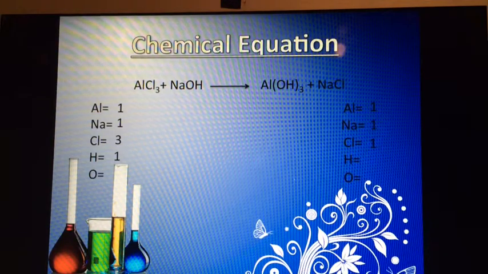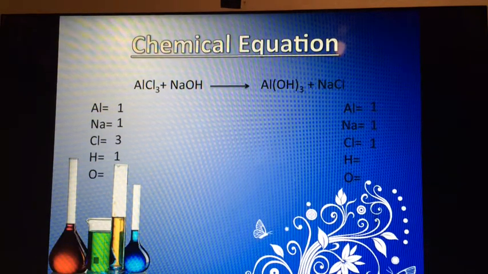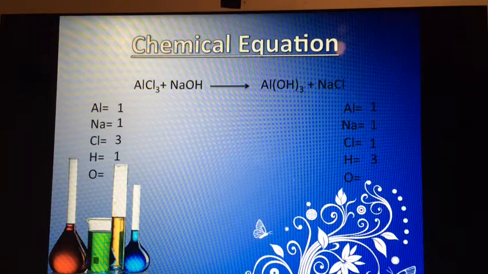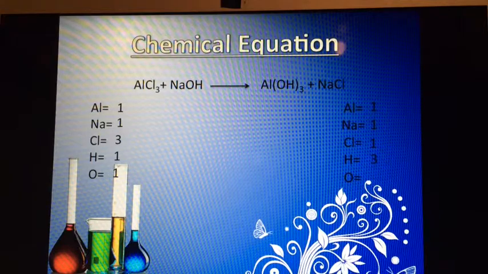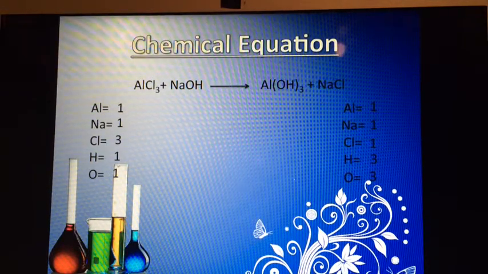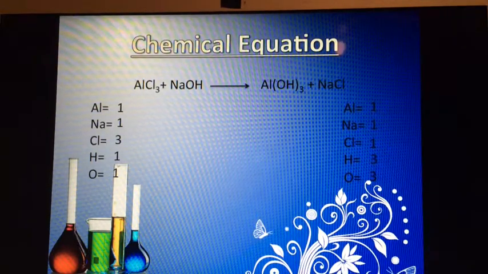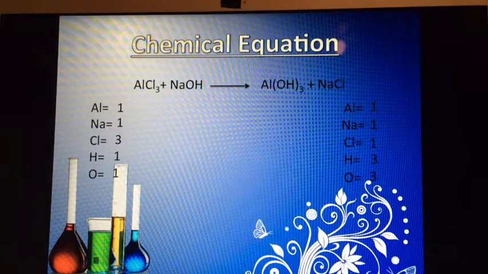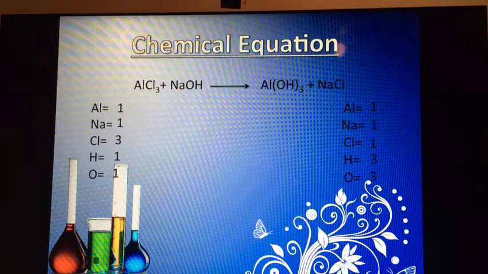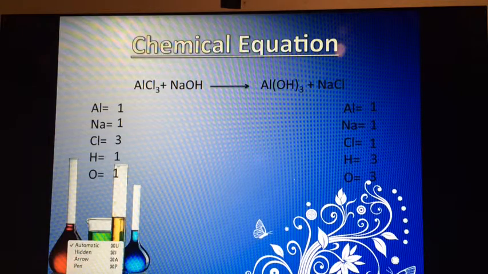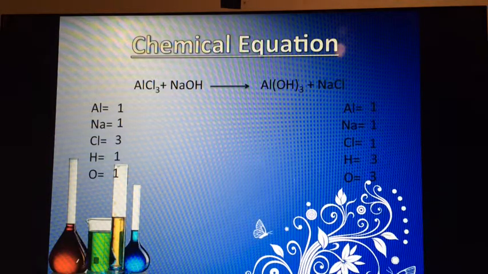So the 3 actually applies to everything inside the bracket, creating H to have 3, and O on the other side, just 1. But now O on the product side has the 3. Remember, the subscript goes into everything inside the brackets, creating O and H to both have 3. Now to balance this, we do the metals first, the non-metals, and then hydrogen and oxygen.